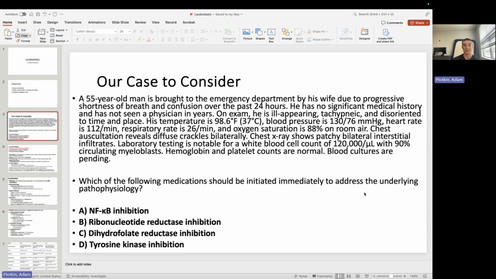Are we going to use something that inhibits NF-kappa B, something that inhibits ribonucleotide reductase, something that inhibits dihydrofolate reductase, or something that inhibits tyrosine kinase? So pause your screen, take a second, think about it, and then we'll discuss.